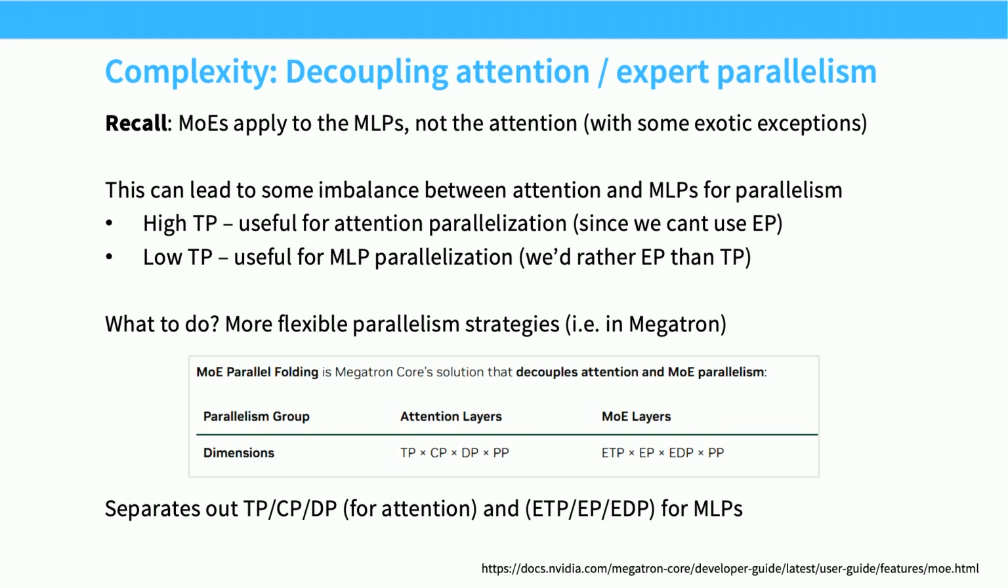So what do you do? Well, in the last few years, people have come up with more complicated system solutions that decouple the tensor parallel in the MLPs and the attention. The attention layers get one kind of tensor parallel, and the MoE layers get another kind of tensor parallel. Now you can fully decouple the parallelism, and this leads to more complicated but more effective combinations of EP and tensor parallel, as well as data parallel.